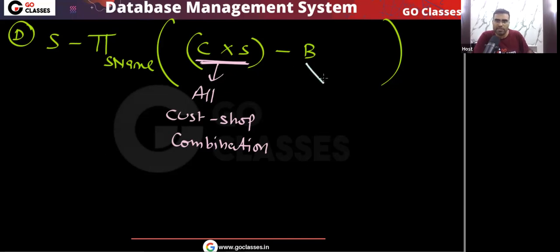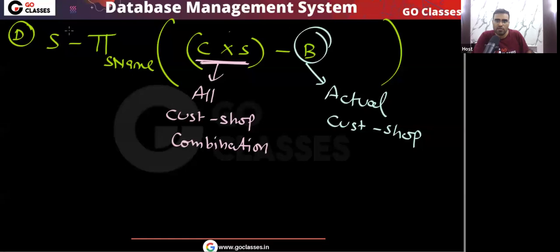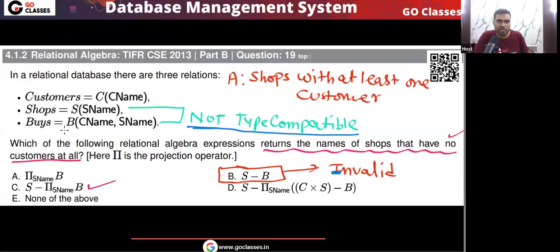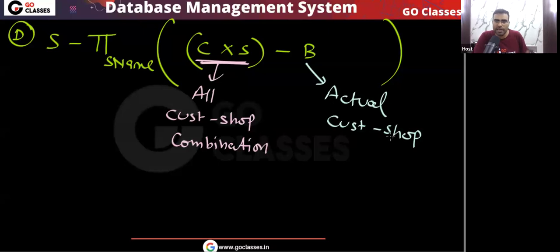And minus B. These are the actual customer, shop combinations. Yes or no? This is the buys table. Remember, this is the buys table. Which customer is buying from which shop? Correct? So you can see these are the actual customer shop combinations.